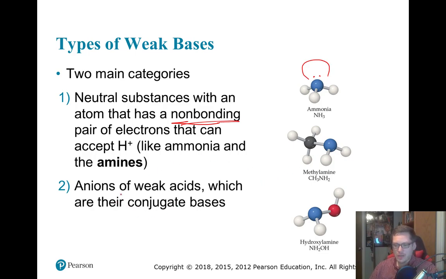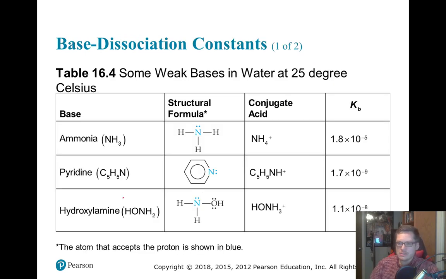But then you also have anions of weak acids, which would be their conjugate bases. So something like acetate, CH3COO minus. This guy would be a weak base, and it's the conjugate of the weak acid, acetic acid, vinegar. So your base dissociation constants work exactly the same as the acid dissociation constants, the Ka.